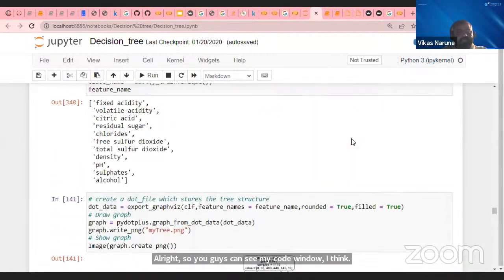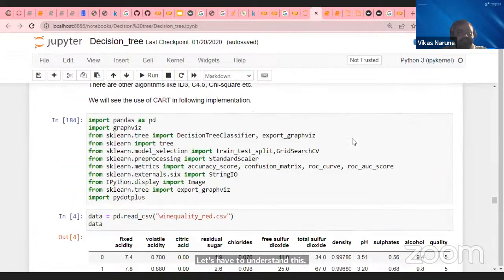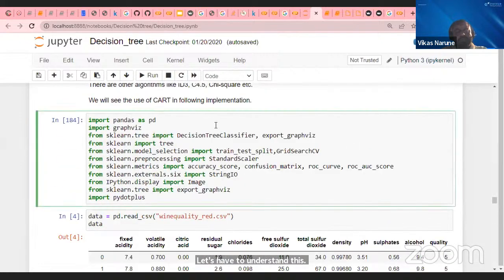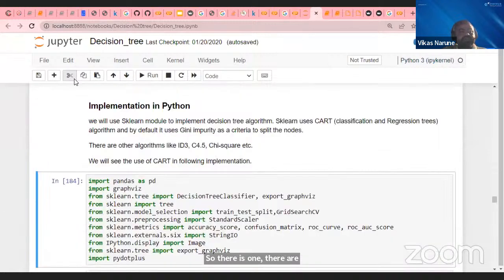So let's try to understand this way. Guys, I'm going to create one decision tree here, and I'll try to show you the visualization as well. So let's imagine this way. Let's try to understand decision tree also.